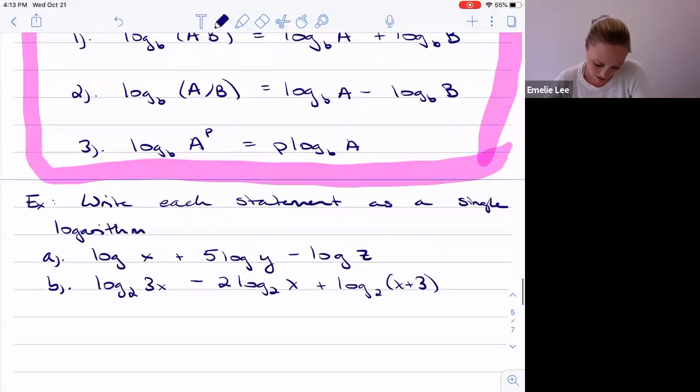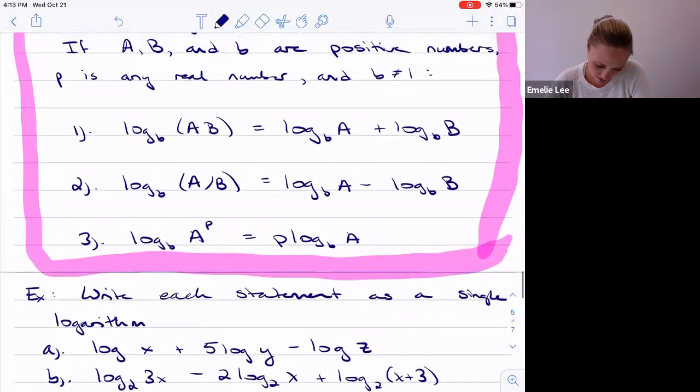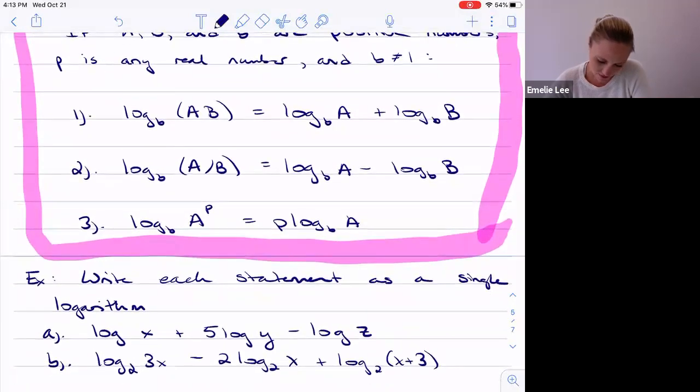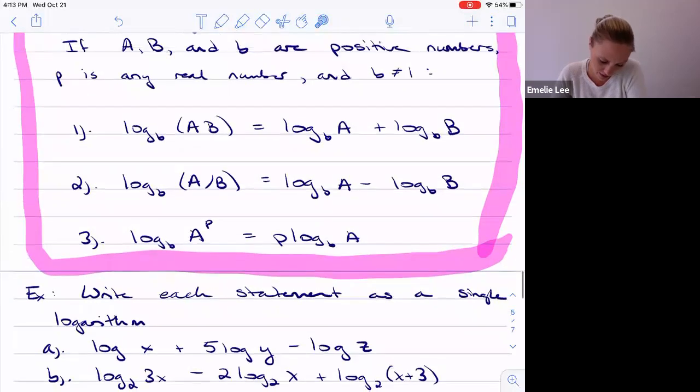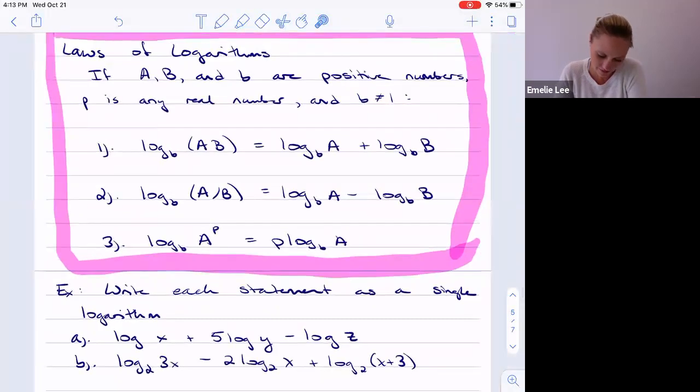I'll give you a little bit of time with these rules. P is any real number. I've got it kind of there. Managed to get it on the same screen. So P is any real number. So any number.